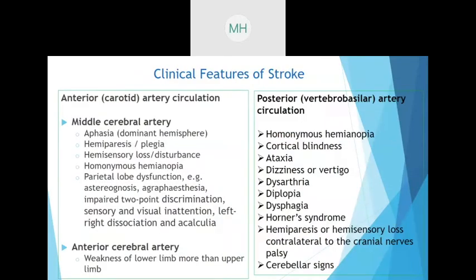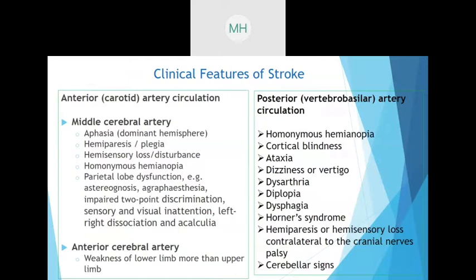All right, so what are the clinical features of stroke? We can divide into anterior circulation or posterior circulation. Anterior circulation can be further divided based on its vascular territory, like MCA and ACA. Commonly, a patient with MCA stroke will present with aphasia if it is the dominant hemisphere, which is the left hemisphere. The patient may come with hemiparesis, hemisensory loss, monocular blindness or hemianopia, and parietal lobe dysfunction. We know that in the parietal lobe there is the postcentral gyrus, which is our primary somatosensory cortex. So the patient may come with astereognosis.